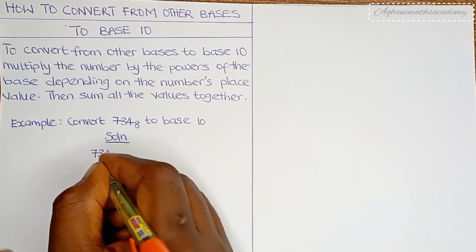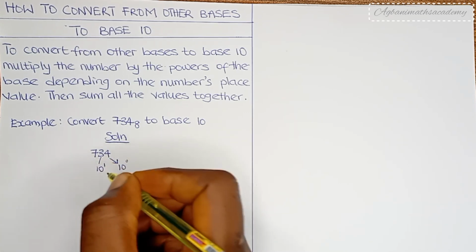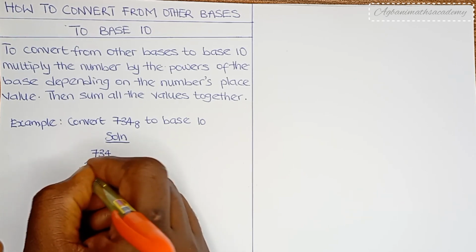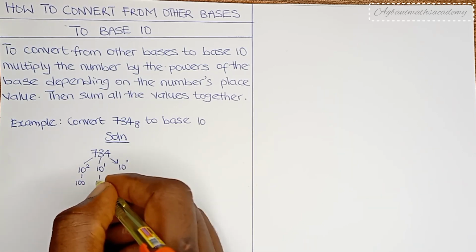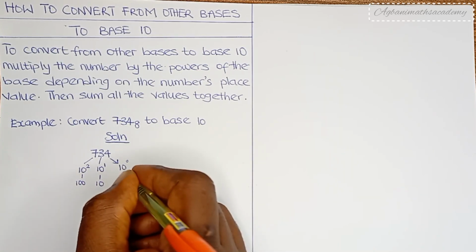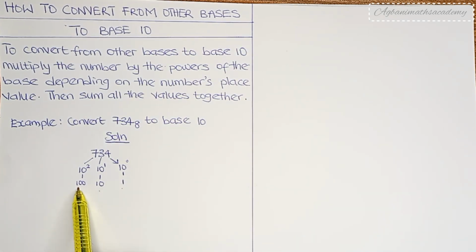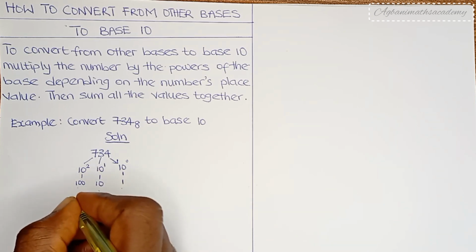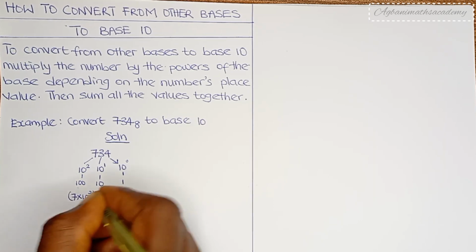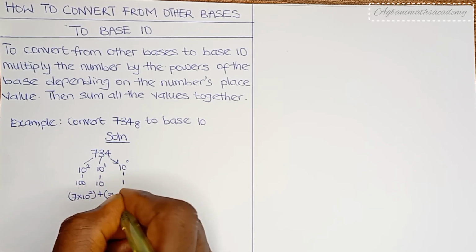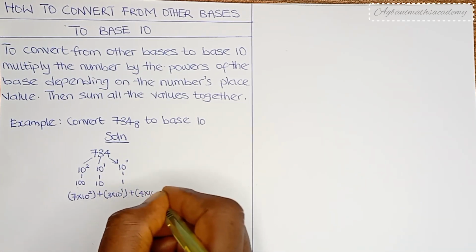The next one is 3. 3 is in the tens position, which is 10 to the power of 1. And then 7 is in the hundred position, which is 10 to the power of 2. Remember, 10 to the power of 2 is 10 multiplied by 10, which is 100. 10 to the power of 1 is just 10. And 10 to the power of 0 is 1. So that's why this is unit, tens, 100. Okay, so this means 7 multiplied by 10 to the power of 2 plus 3 multiplied by 10 to the power of 1 plus 4 multiplied by 10 to the power of 0.